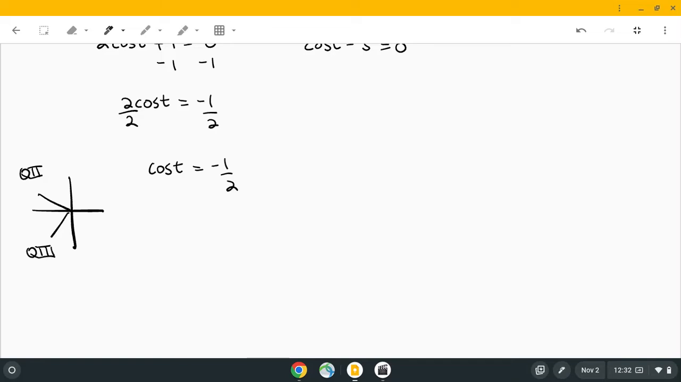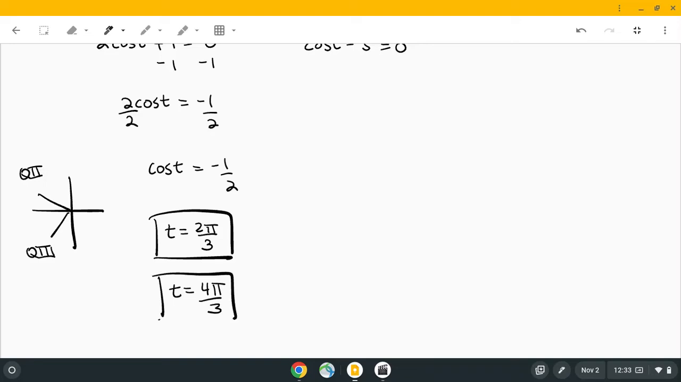So hopefully you have them memorized. Cosine is 1/2 at 60 degrees. So this here has reference angle pi over 3. So they both have reference angles of pi over 3. So here, t must equal, in quadrant 2, 2 pi over 3. And then in quadrant 3, that one is going to be 4 pi over 3.